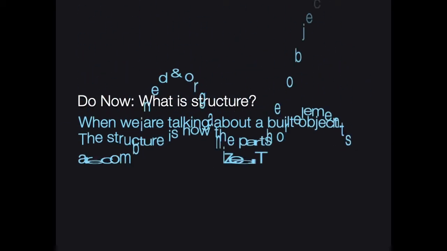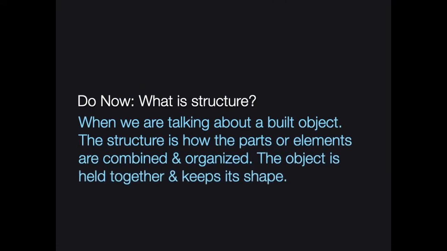Structure can mean a lot of different things. But when we're talking about a built object, the structure is how the parts or elements are combined and organized. The object is held together and it keeps its shape. So what does that mean? It means that when an object breaks, it has lost its structure.